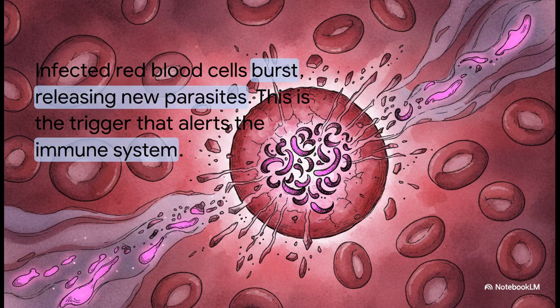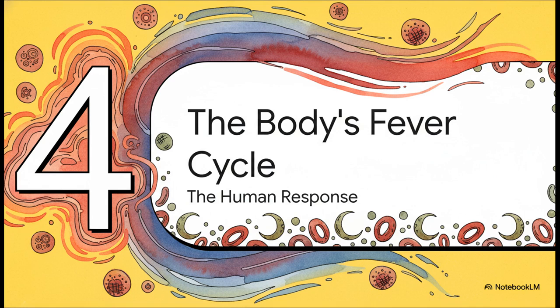Now, once a red blood cell is packed full, it just ruptures. It bursts open, unleashing a huge new wave of parasites that go on to attack even more cells. This massive, synchronized explosion is the trigger. It's the event that finally sets off the alarm bells in your immune system, and it is the direct cause of the symptoms we all associate with malaria. The body's reaction to this periodic invasion, these waves of parasites bursting into the bloodstream, is what creates that iconic cyclical fever that has defined this disease for centuries.